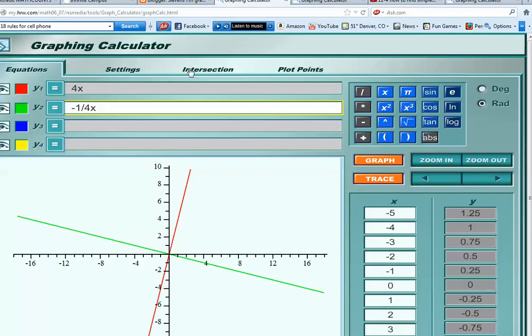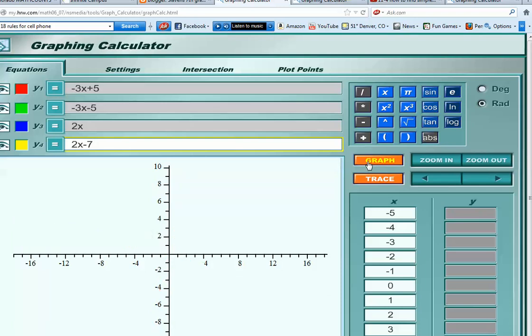So here we go. So let's try negative 3x plus 5, negative 3x minus 5. Let's have another pair of parallel lines. Let's say positive 2x and 2x minus 7. I can pick anything. Let's see what we get. Oh look, I get a parallelogram right here, don't I? Excellent.